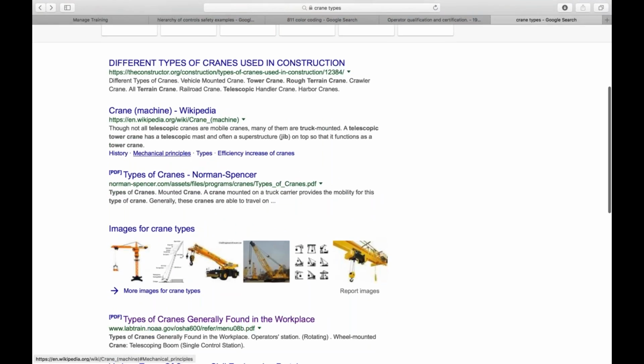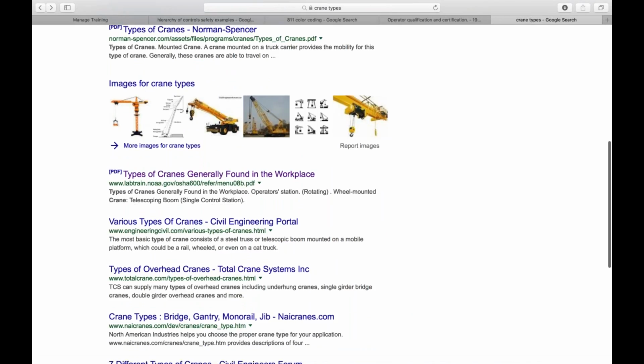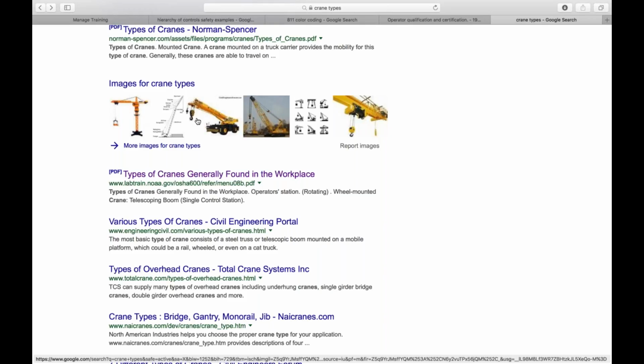It's this one right here, the one at labtrain.noaa.gov. So it's a government agency. And like I said, very, very basic, but I've always really liked that handout. Okay, so I'm moving on.